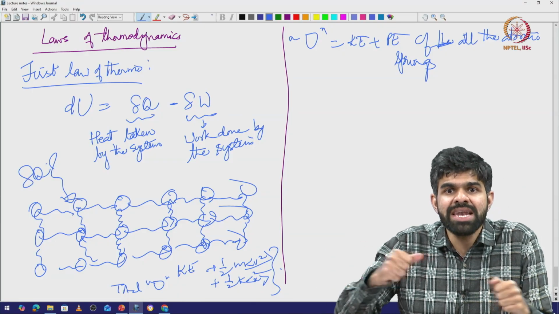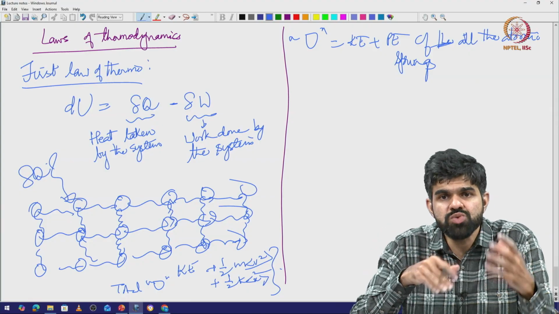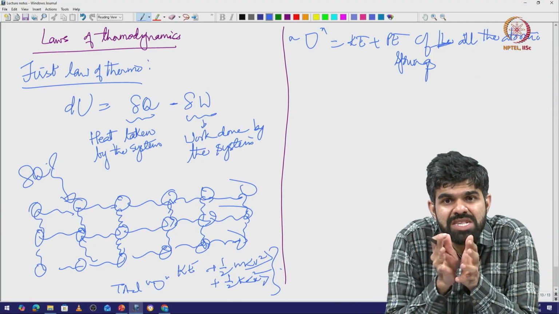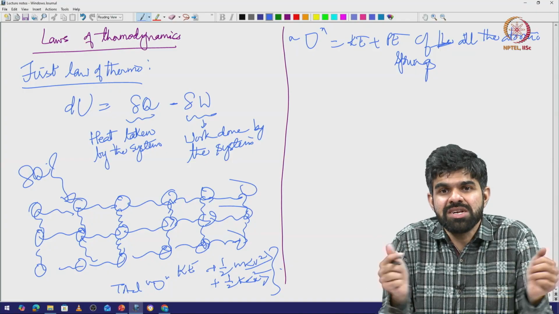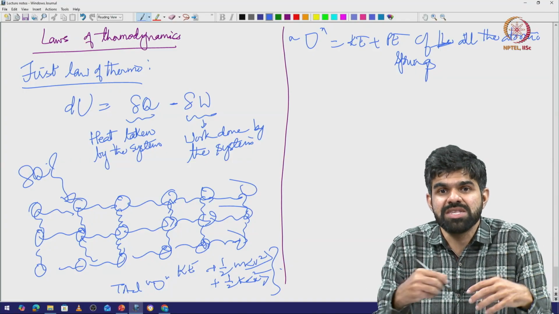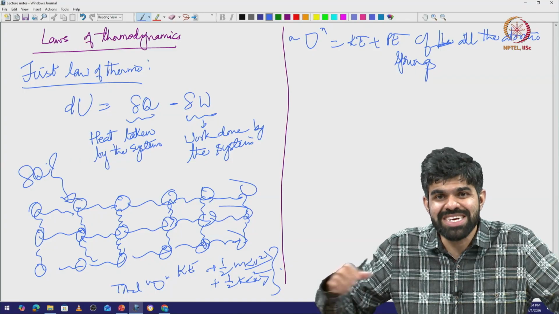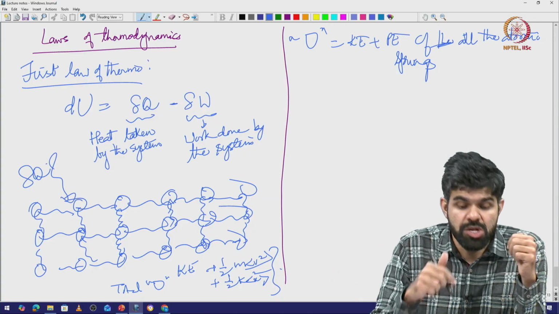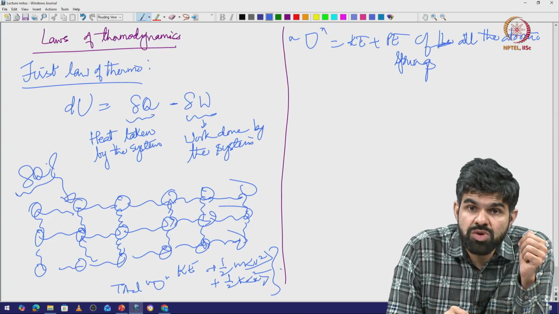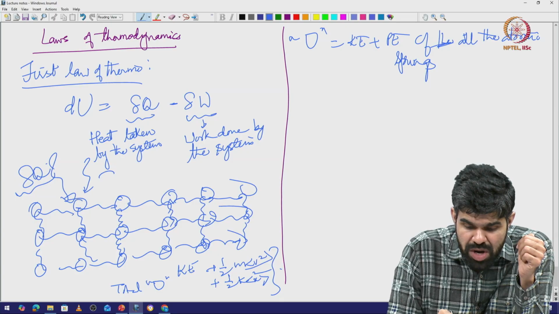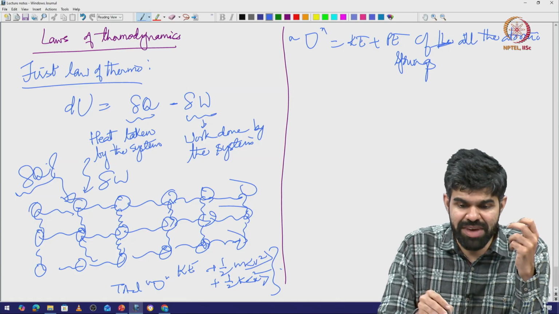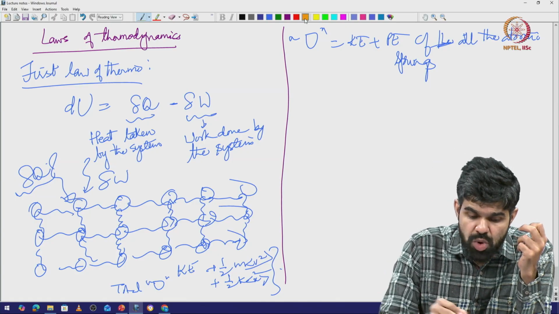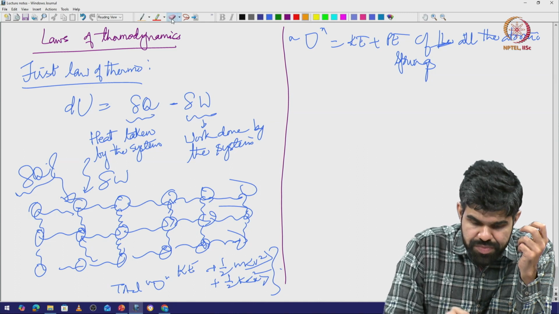Or I do some mechanical work, I apply pressure, I do some kind of work so that the potential energy of these springs changes, right? How do I change the potential energy of these springs, right? So I can do some work, I can extend these springs in a certain way, right? So it is either by sending in delta Q or delta W, right? So that is the only way I can change the total internal energy of this system.